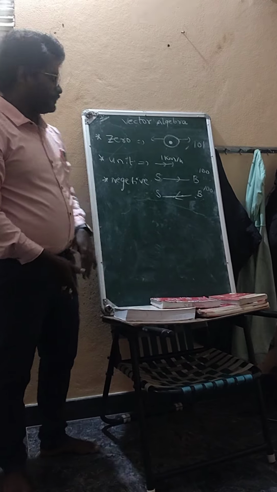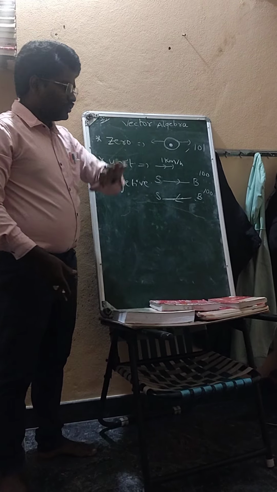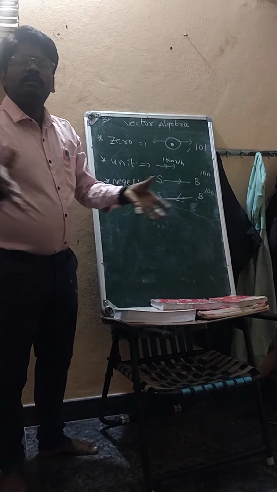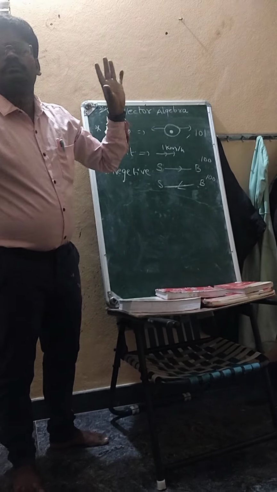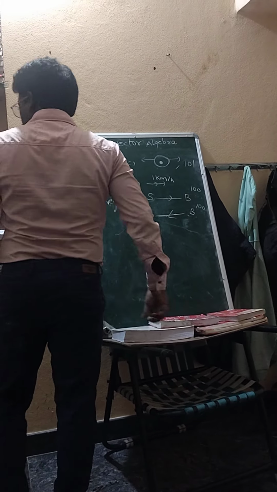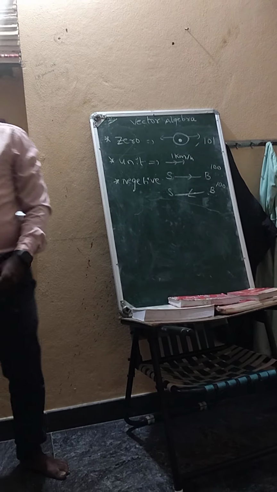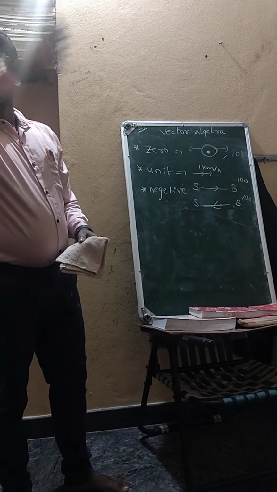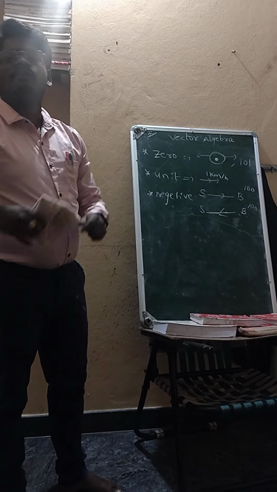Unit vector means, you know that one. Unit means 1 kilometer. Zero vector, no initial point to terminal point, both are the same. Initial point and terminal point both being the same is called a zero vector. And okay, this is the types of vectors.